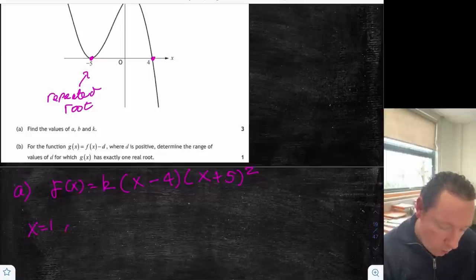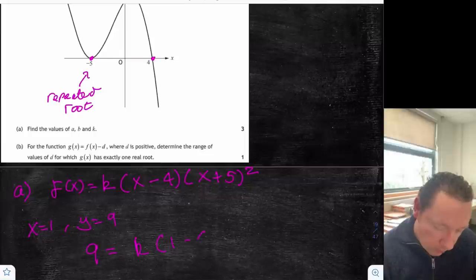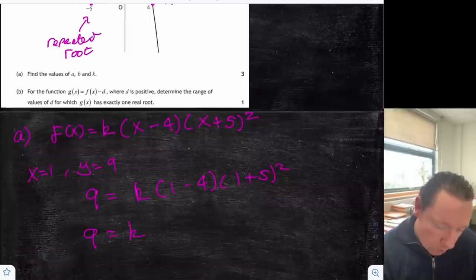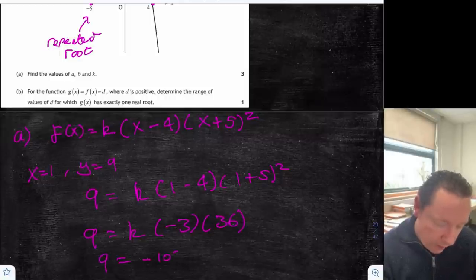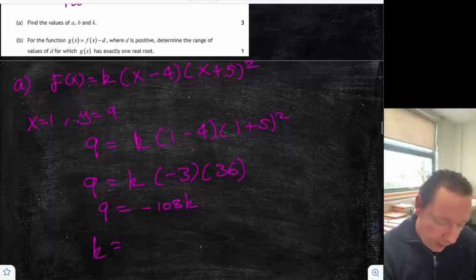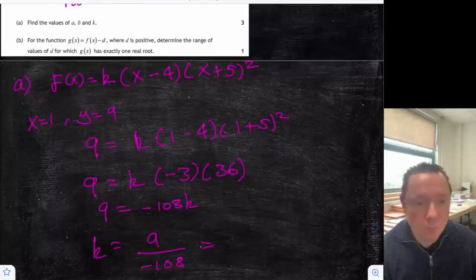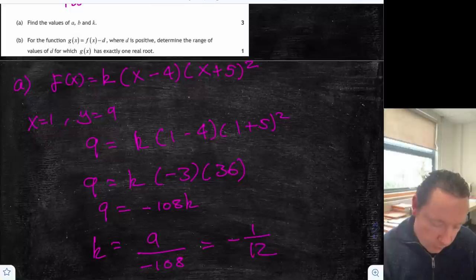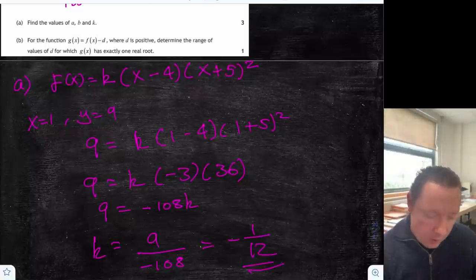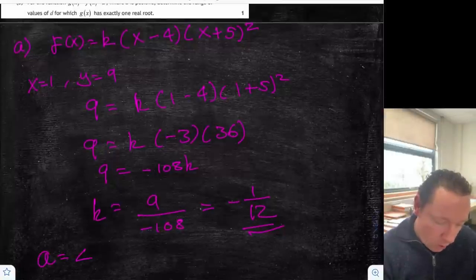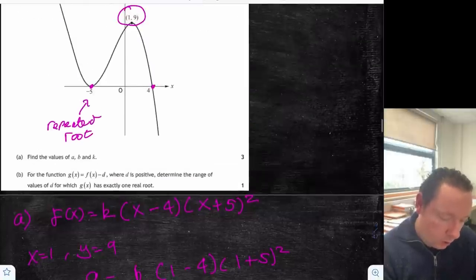x equals 1, y equals 9. So we get 9 equals k times (1 minus 4)(1 plus 5) all squared. So 9 equals k times minus 3. 1 plus 5 is 6, 6 sixes is 36. So 9 equals minus 108k. So k is 9 over minus 108, which is minus 1/12. So k is minus 1/12. We've got a equals 4 and b was equal to minus 5. Remember, from our roots, 4 and minus 5.